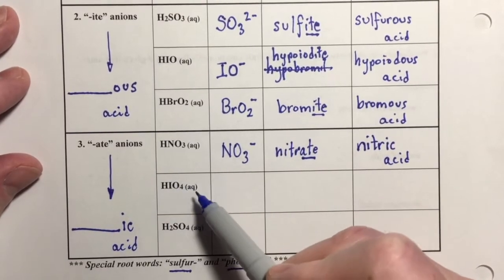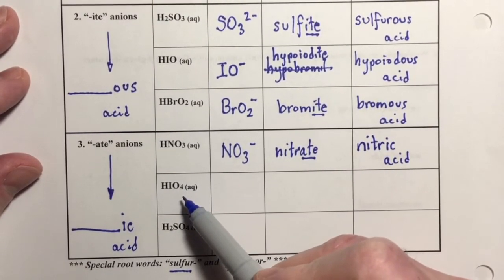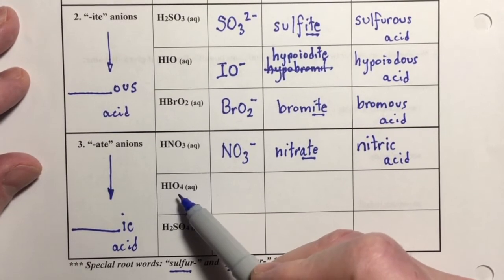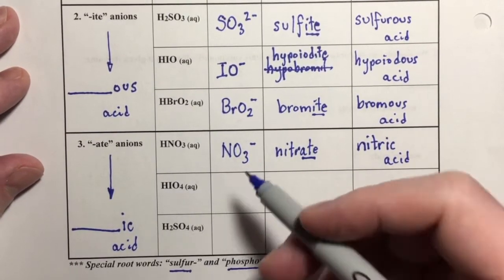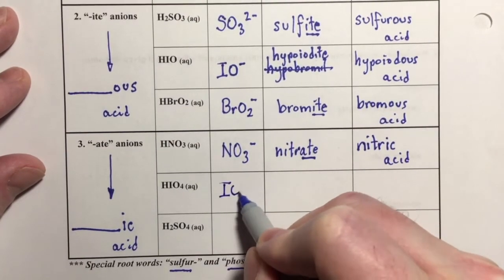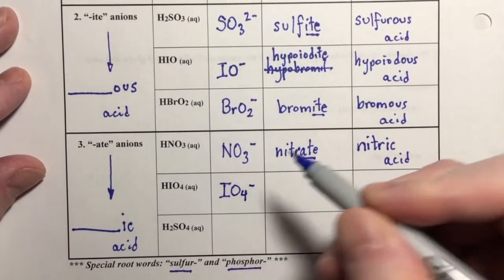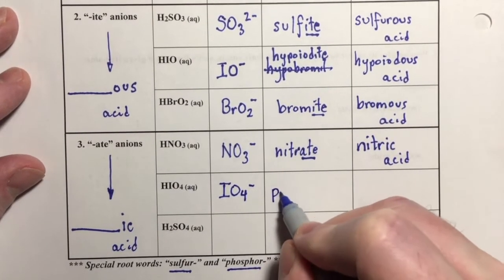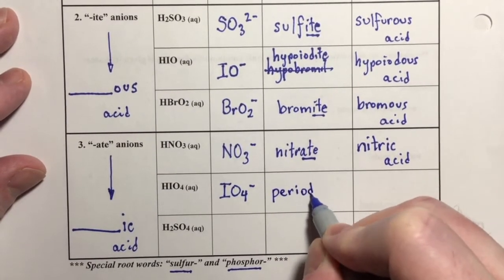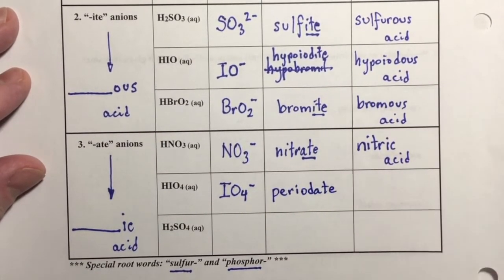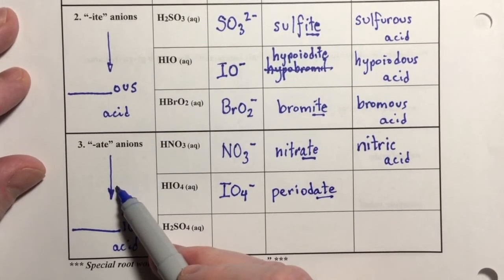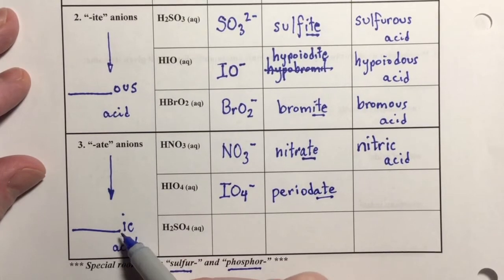A, is this an acid? Yes. Let's find out what the name of the anion is. So let's figure out what its formula is first. Remove the positive hydrogen, and I'm left with this anion. The name for that anion is the periodate anion. It ends in ATE, so I will be using the Rule 3 convention to name the acid.